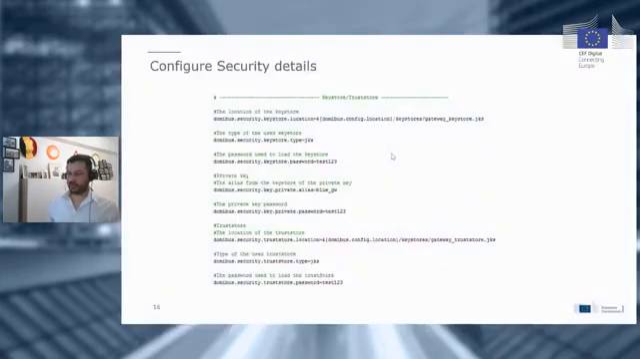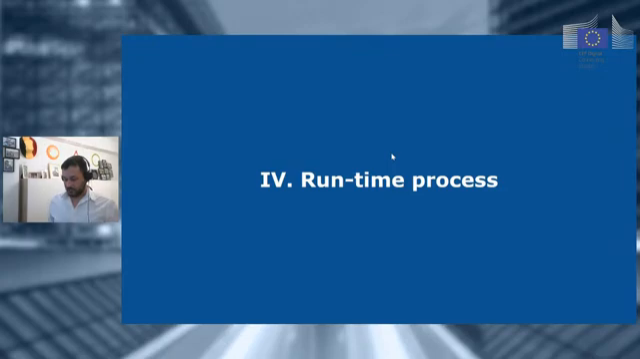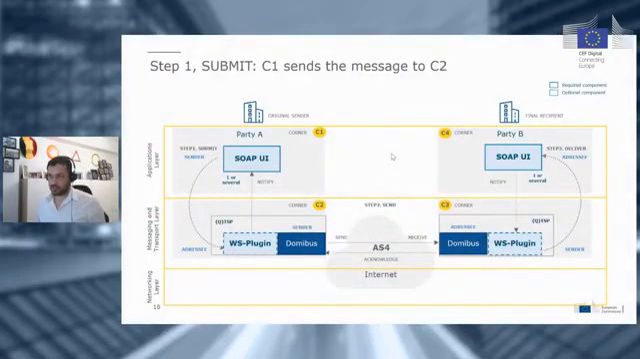This is the property file where, among a lot of other configuration parameters, we configure the location of the key store and the location of the trust store. Okay, now we go through the runtime process.